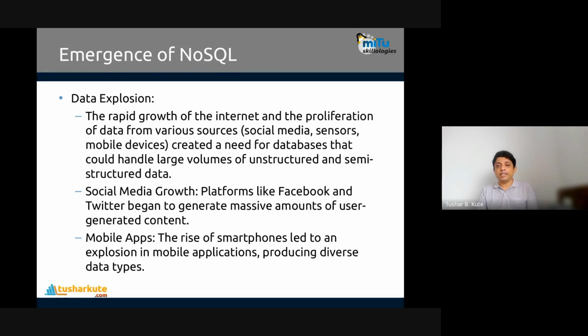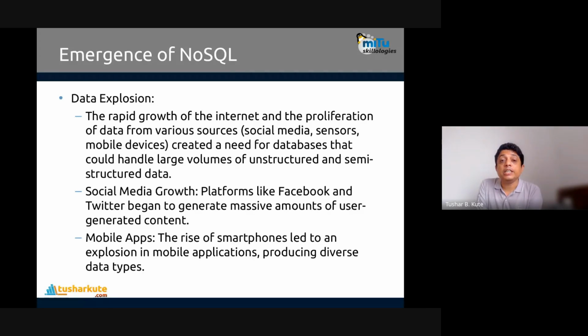So there is the rapid growth of the internet and proliferation of data from various sources like social media. Almost everyone has an account on social media, maybe Facebook, Instagram, WhatsApp, or Twitter, LinkedIn, TikTok, whatever. If 90% of the internet population is on social media, how much data may be collected? Sensors and IoT applications run 24/7 to collect data. And mobile devices: we are continuously active on our mobile phones, and they also generate a huge amount of data.